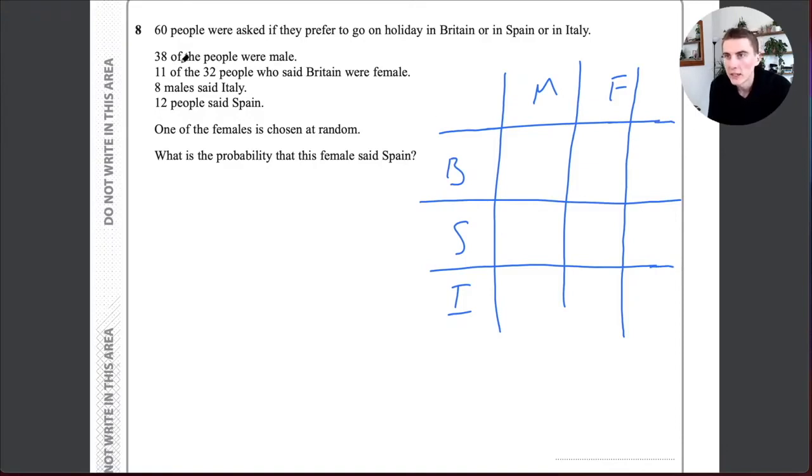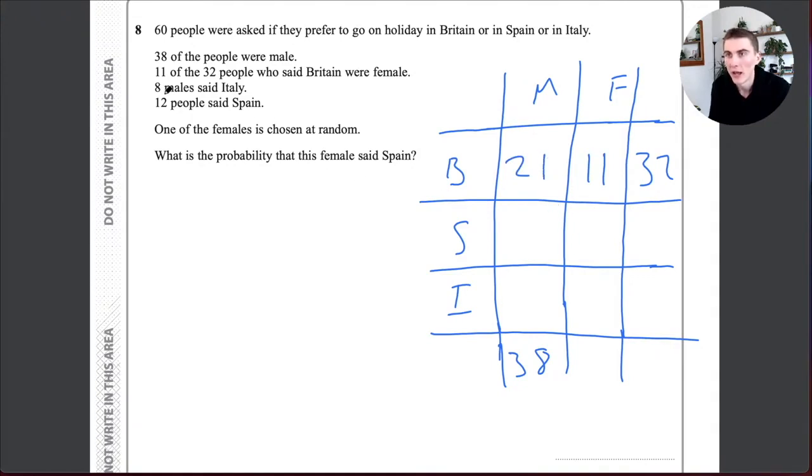So it says 38 of the people were male. So at the very bottom here, we can have our totals column, and males, so 38 are males. So the males in Britain, Spain, and Italy must add up to 38. Then 11 of the 32 people who said Britain were female. So there's actually 2 facts. We know 11 were female and liked Britain, so that's 11 here. And because out of 32, the total for Britain must have been 32. And actually we can figure out the males that liked Britain by doing 32, take away 11, which is 21.